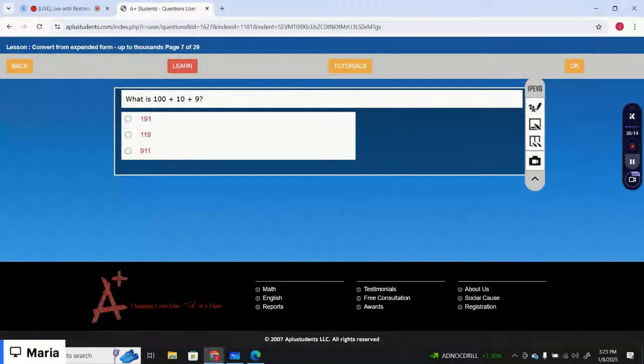What is 100 plus 10 plus 9? So, which is the correct option? The correct option is 119. Option number 2 is the correct option. That is 119.